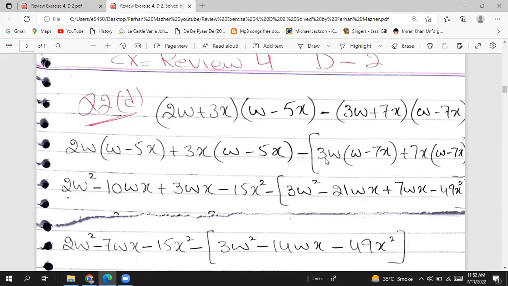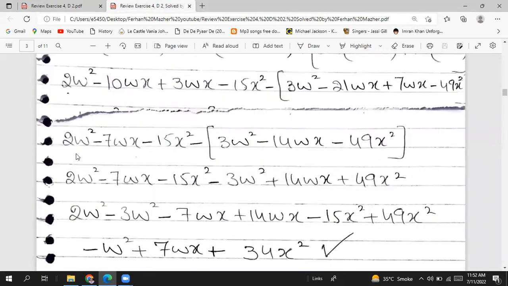Negative square bracket. This will become 3w square minus 21wx plus 7wx minus 49x square, and the square bracket closed. Then we will have 2w square and this minus 7wx minus 15x square minus square bracket. So inside you are left with 3w square minus 14wx minus 49x square, bracket closed, and 2w square minus 7wx minus 15x square. Now I will open this square bracket. I will remove this square bracket because it has a negative sign outside, so all the members inside it, their signs will change.